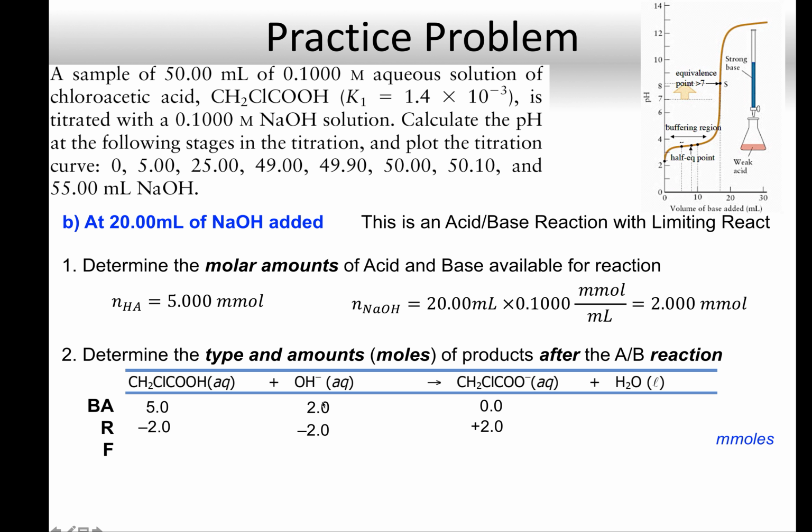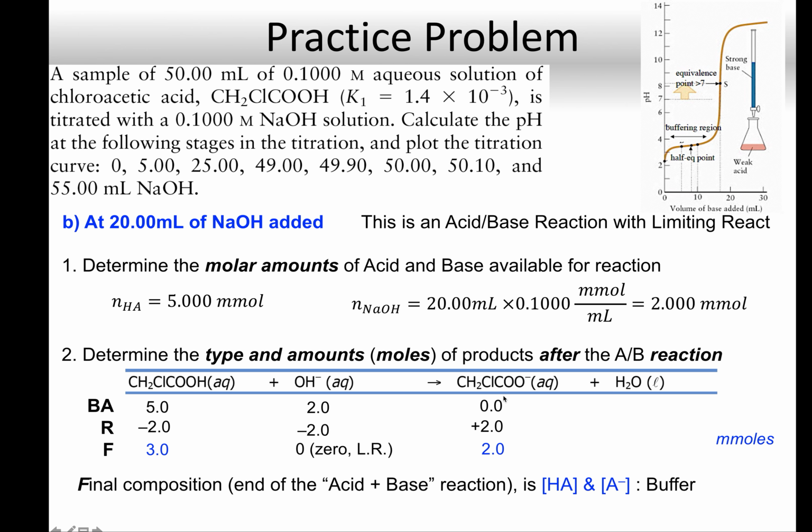We know that this is the limiting reactant according to the stoichiometry. This one determines how much of the acid is being reacted. It also determines how much of the conjugate base is being produced. We end up with 0 for the limiting reactant. We end up with the combination in the flask. The final solution will contain a mixture of the weak acid and its conjugate base. So now we have the same composition, weak acid and conjugate base, a buffer in principle, so we can calculate.